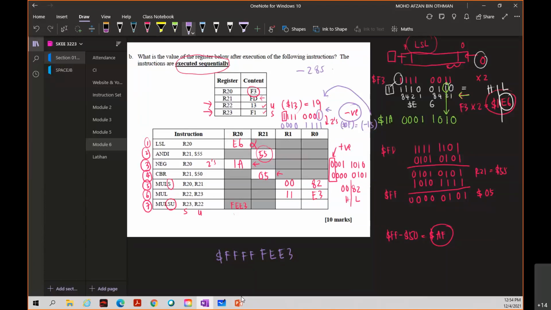Now you see here, this is only 16-bit, but you need to produce a 32-bit number. So you need to divide them into bytes. Then we just take the lower bytes here: FF goes to your R1 and E3 goes to your R0. So Go's answer is correct.